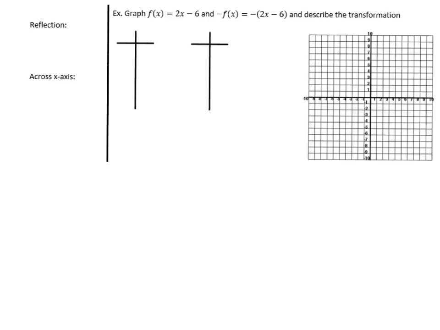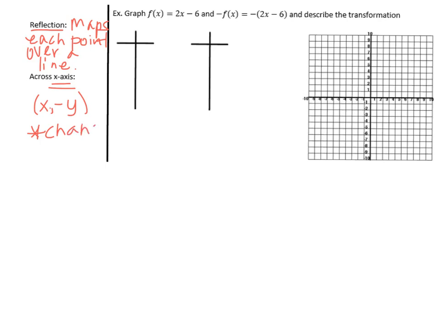A reflection maps each point over a line. And a reflection is going to deal with a negative sign. If you're reflecting something over the x-axis, that would be the horizontal boundary line, what you're going to do is change the value of your y coordinate to negative, or whatever the opposite sign is. So you're going to change y to the opposite sign.